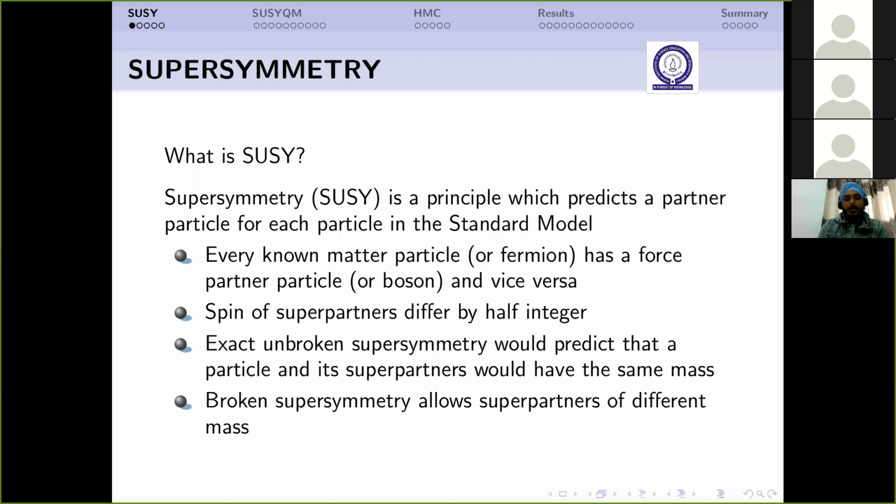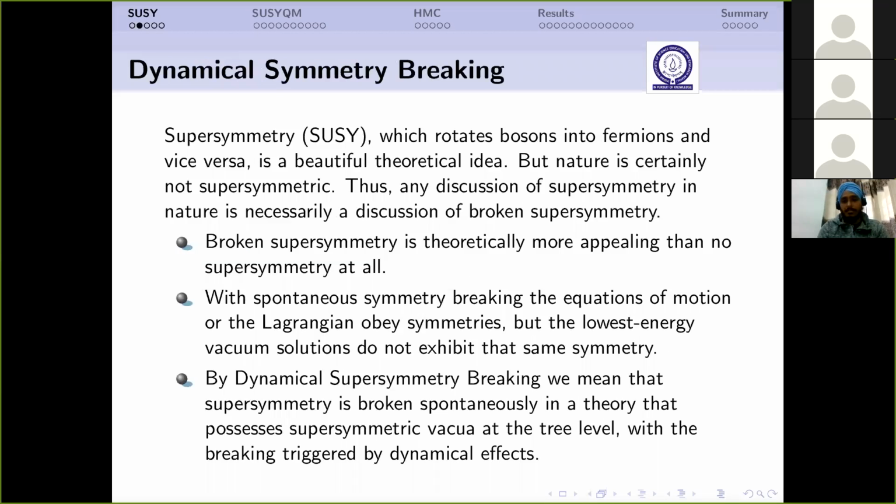The spins of the fermion and boson must differ by half an integer. In exact unbroken supersymmetry, a particle and its superpartner will have similar mass. But in case of broken supersymmetry, we can have superpartners of different masses. But as we all know, it's a beautiful concept, but unfortunately we are not able to get any sort of results in this particular case.